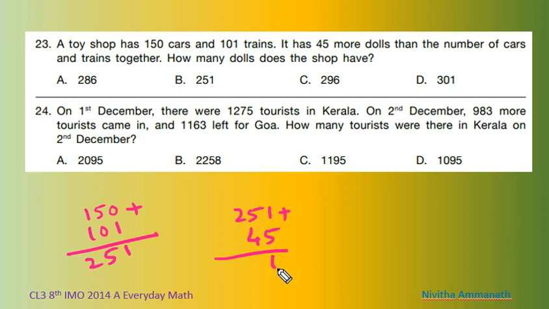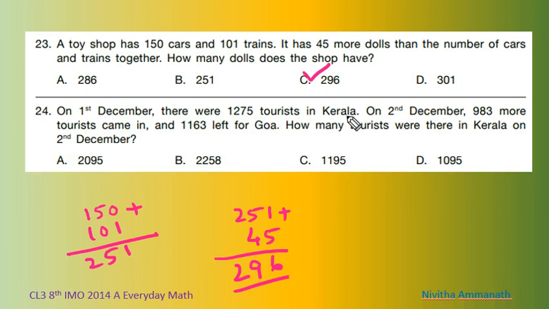That is 5 plus 1, 6. 5 plus 4, 9. 2. 296 dolls in the shop. So C is the correct option. Next question.